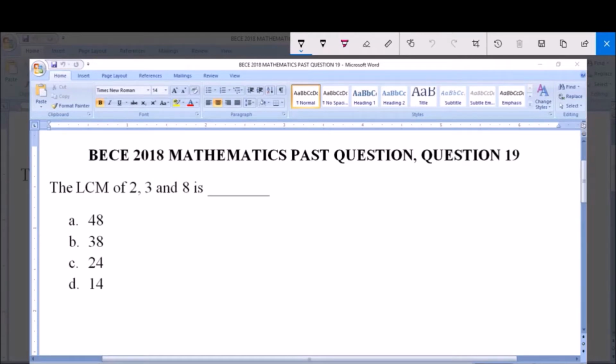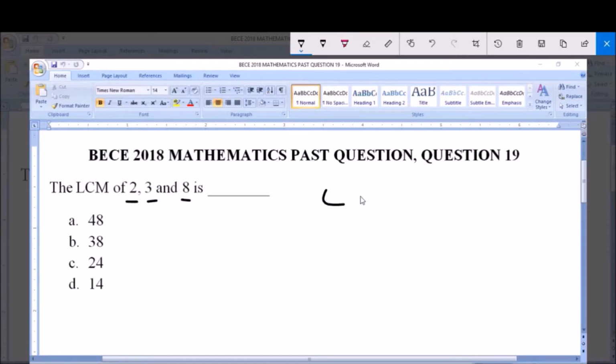Today we're going to be dealing with BECE 2018 Mathematics Past Question, question 19. The LCM of 2, 3 and 8 is dash. A 48, B 38, C 24 and D 14. So we have to find the LCM of the following set of numbers, which is 2, 3 and 8.